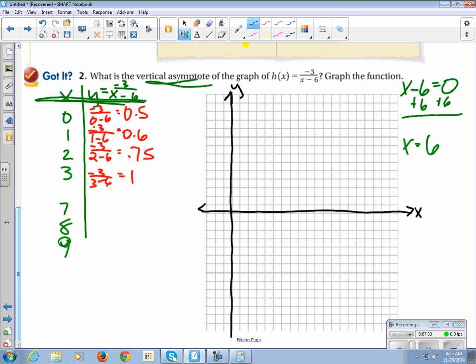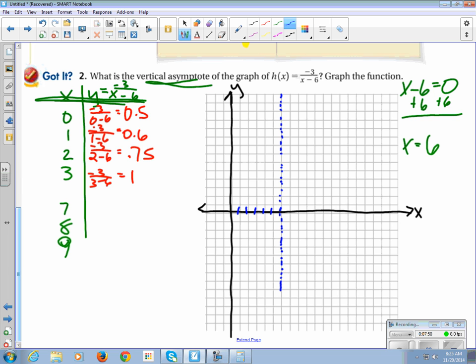So my vertical asymptote, I'm putting that in there. So get your highlighter out. We'll make a nice dashed line at 1, 2, 3, 4, 5, 6. So we're going to put a dashed line at x equals 6 because we know the graph cannot touch this.